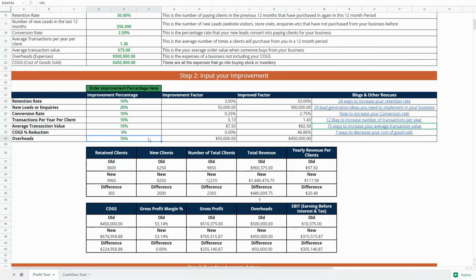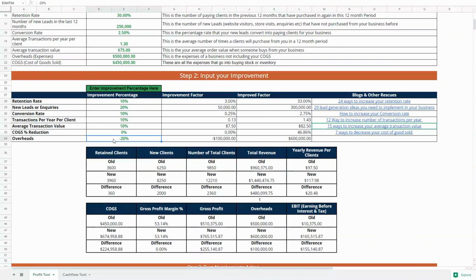We're going to say with this number, we're going to go minus 20%. We're going to say that improving these different numbers is going to cost $100,000. Again, it most likely won't, but we want to be as conservative as possible with this. So instead of reducing our overheads, we're actually going to add more expenses to our business to pay for extra marketing, and for the different people to do these different things.